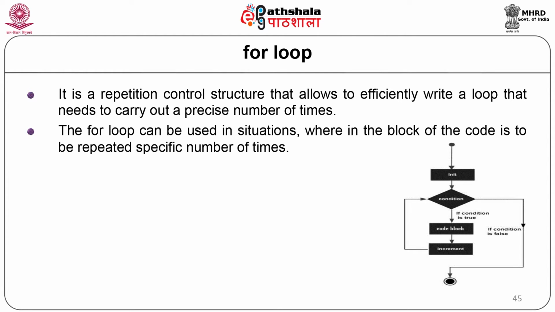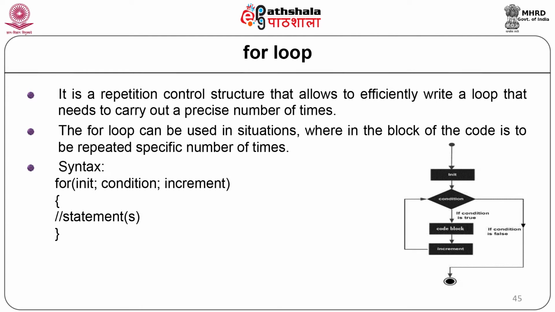As you can see in the flow chart, it starts with the initial condition. If the condition is true, then the code block is executed, the increment operation takes place, and again the condition is checked. Whenever the condition becomes false, it comes to the end. The syntax is: for, the init statement, next a condition statement, next an increment or decrement, start of the for loop, the block of statements, end of the for loop.